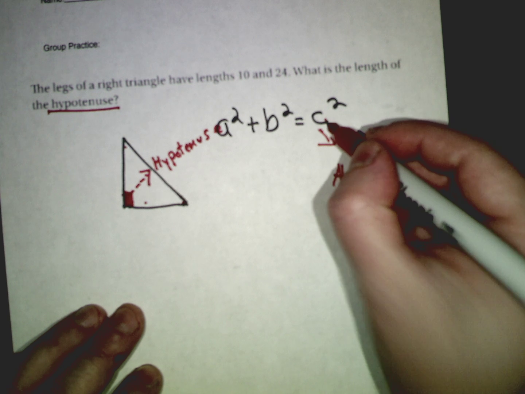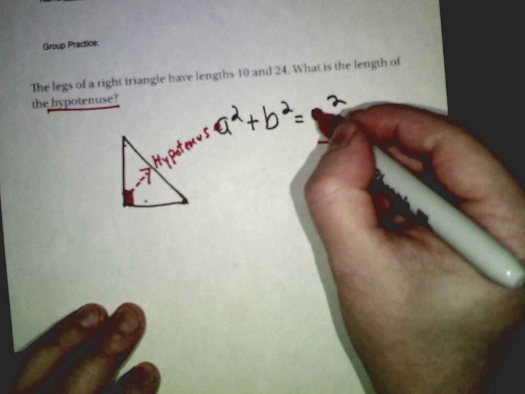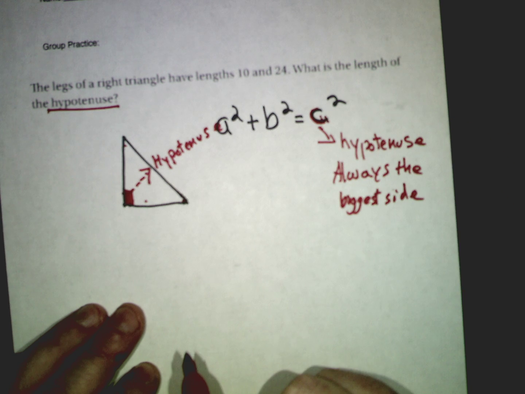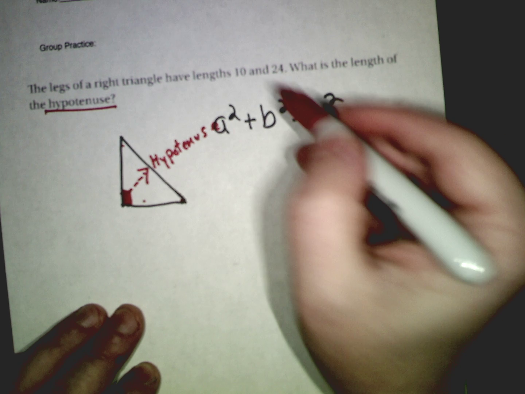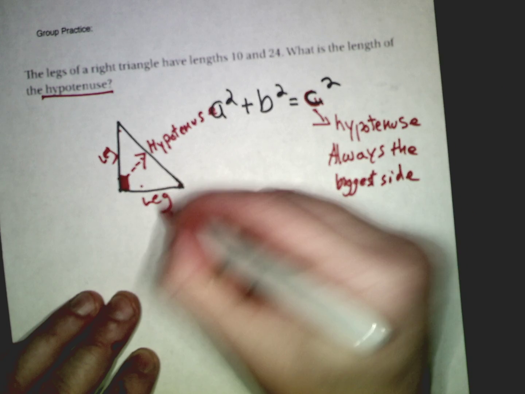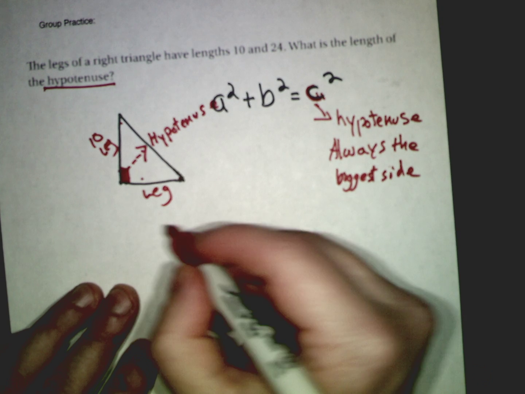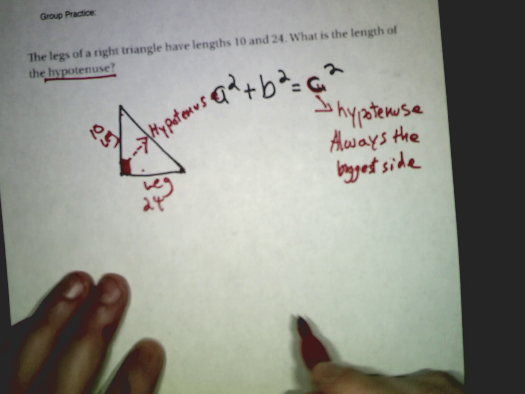And that number always goes here. So if this is known or unknown, it's always the hypotenuse. Now they say the legs, well this is a leg, and this is another leg, are 10 and 24. What is the hypotenuse?